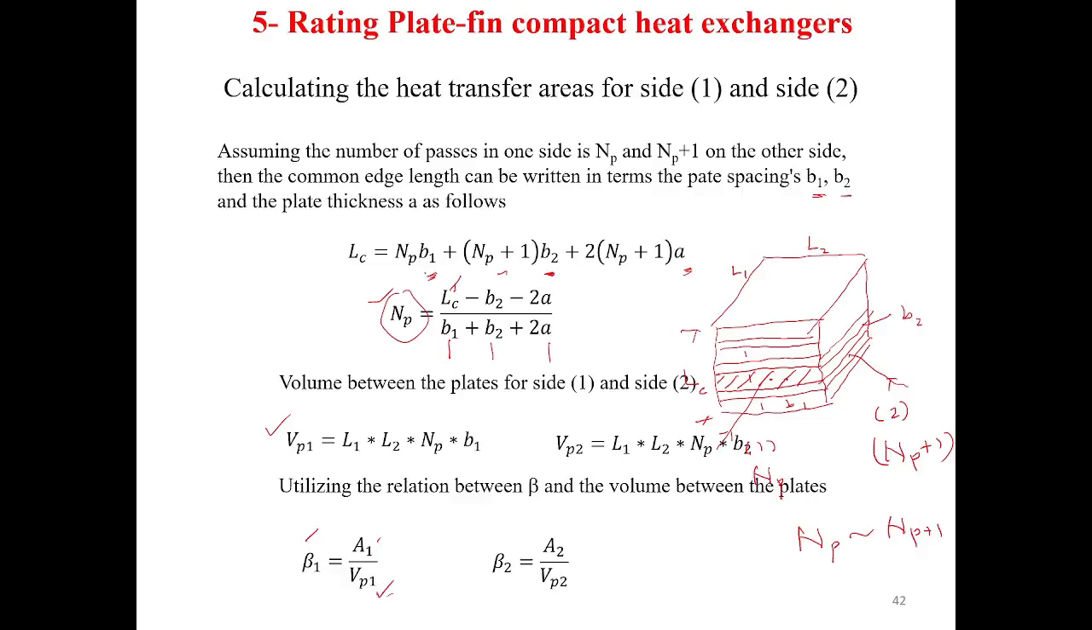In conclusion, if you know the heat exchanger dimensions L1, L2, L3, you know the value of the common edge. From the common edge plus B1, B2, A, you can get the number of plates. If you know the number of plates, you can calculate the volume between the plates for each side. Since beta is known for side 1 and side 2, you can calculate from beta and the volume between the plates the heat transfer area for each one of them.